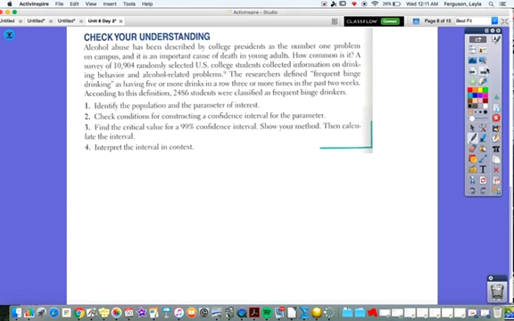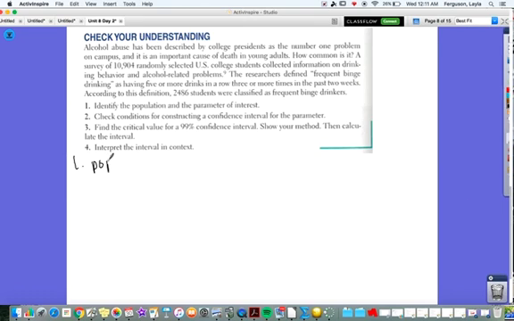First thing we have to do, or the first thing we're asked to do, is to identify the population and the parameter of interest. All right, so for number 1, our population would be the U.S. college students.